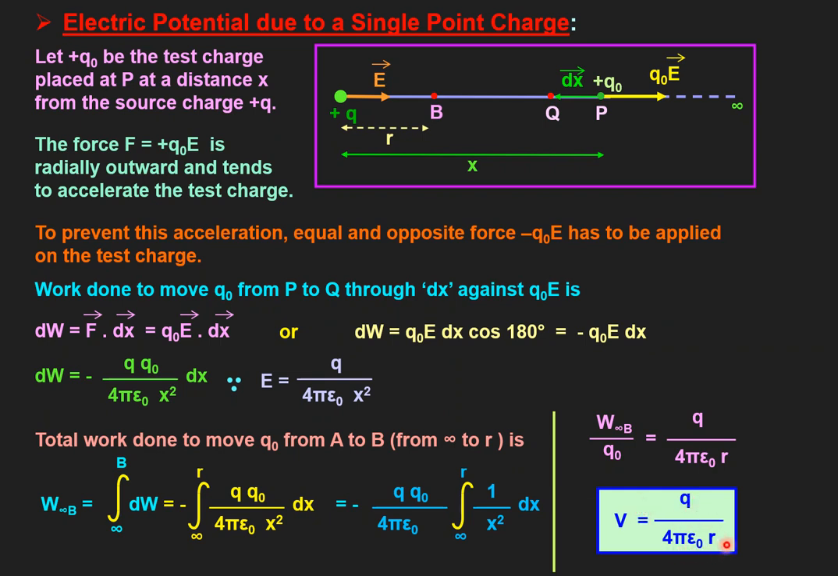So dear students, you just compare: V is inversely proportional to this separation R, whereas if we compare this expression with the electric field due to a point charge, the electric field was inversely proportional to square of separation, but here this is not square of separation, this is simply the separation. So here V is proportional to 1 divided by R.